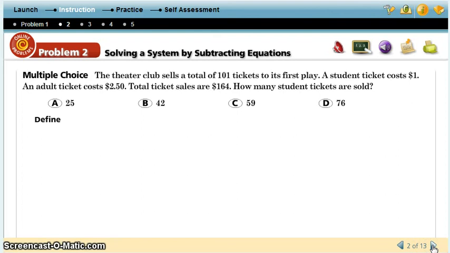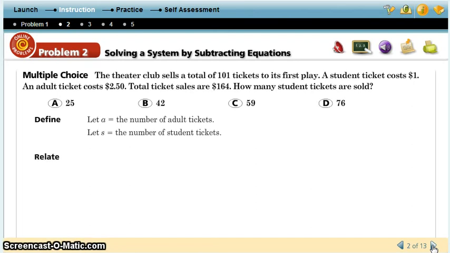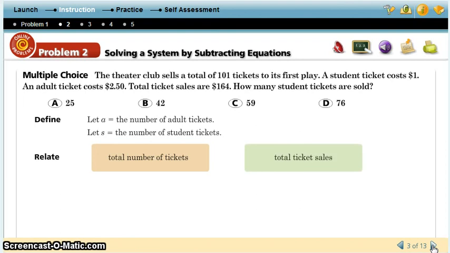Define the variables. Let A equal the number of adult tickets. Let S equal the number of student tickets. What are the two equations in the system? One equation will represent the total number of tickets. The other equation will represent the total ticket sales. Now write the two equations.